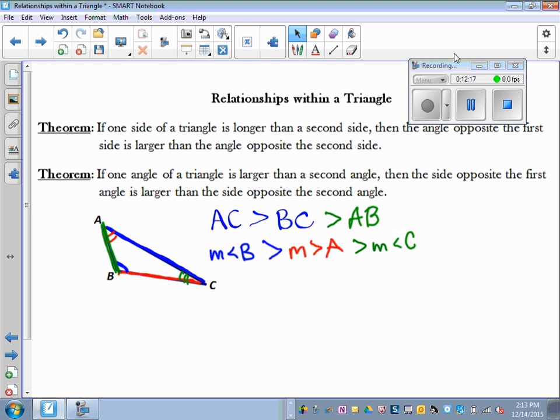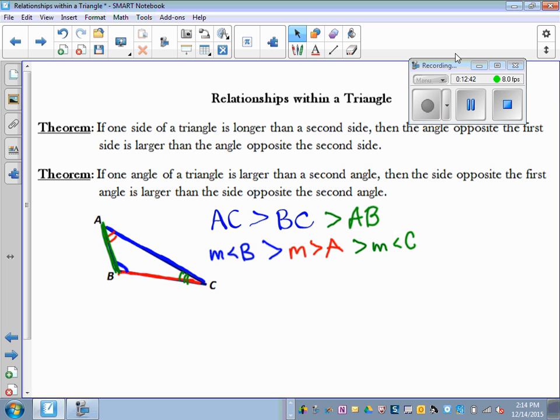Okay. So my second theorem here is actually just going the opposite direction. If I know the order of my angles, then I know the order of the sides with it. So if I know that angle B is the largest, A is my middle one, and C is my smallest one, then I can go to the sides opposite of that.